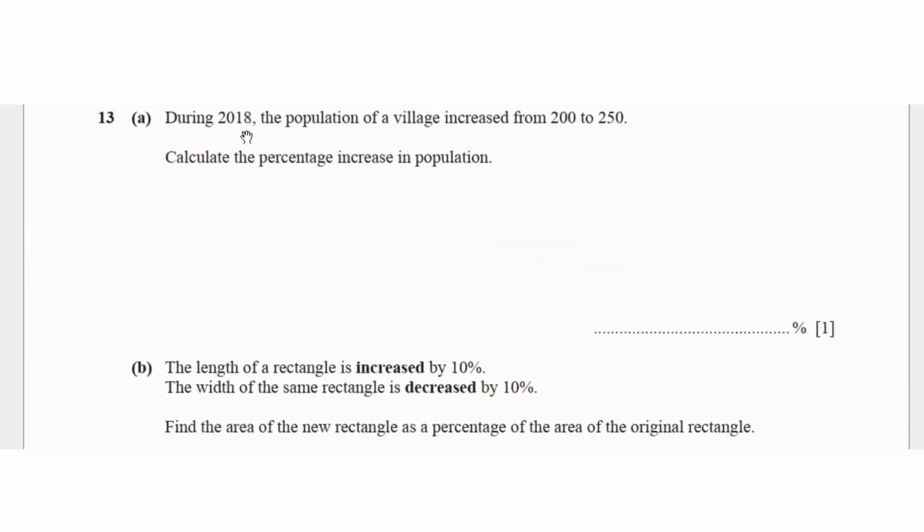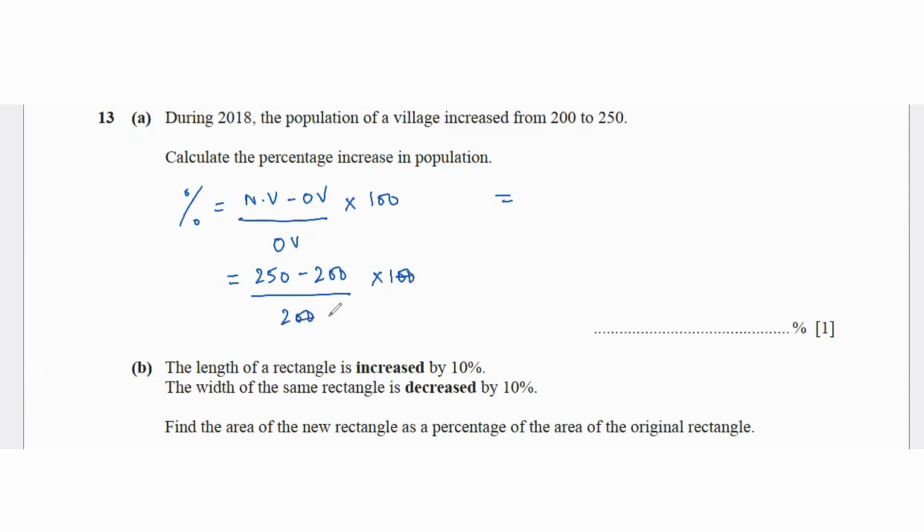Question 13 says, during 2018, the population of a village increased from 200 to 250. Calculate the percentage increase. For percentage increase, new value minus the old value divided by old value times 100. So new value is 250, old value is 200. 250 minus 200 over 200 times 100. And cancel these zeros out. So it's going to be 50 over 2, which is 25%.